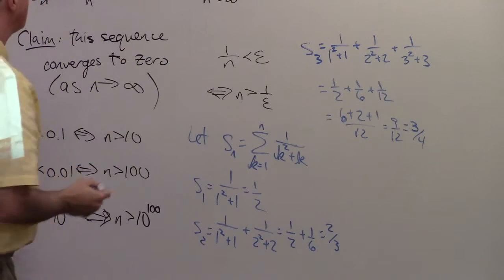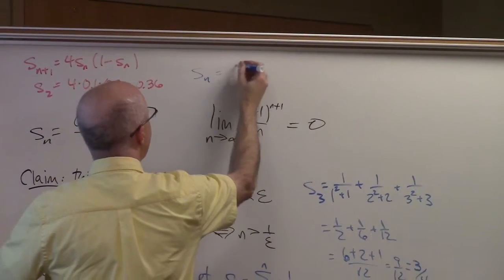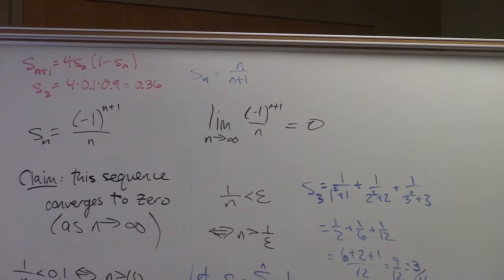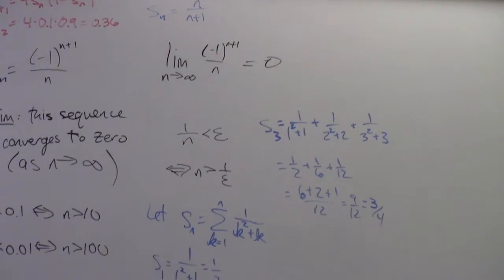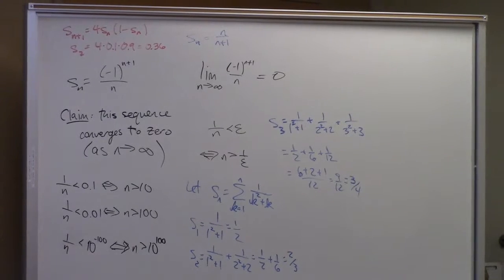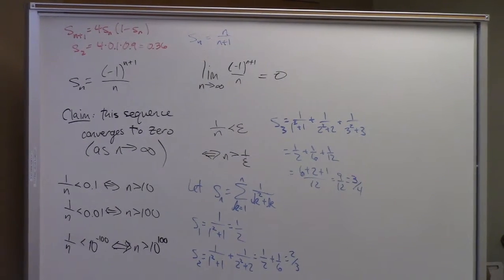It seems like Sn might be n divided by n plus 1. You see that pattern? That works when n is 1, 2, and 3. That formula works. Can Mathematica confirm it for us? Yep, I think so.